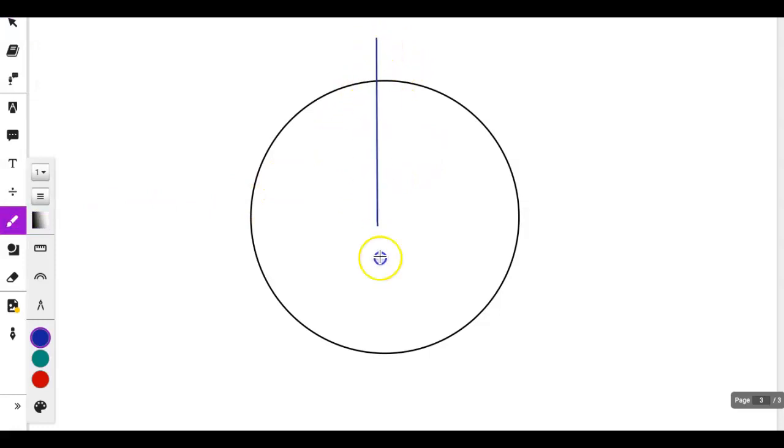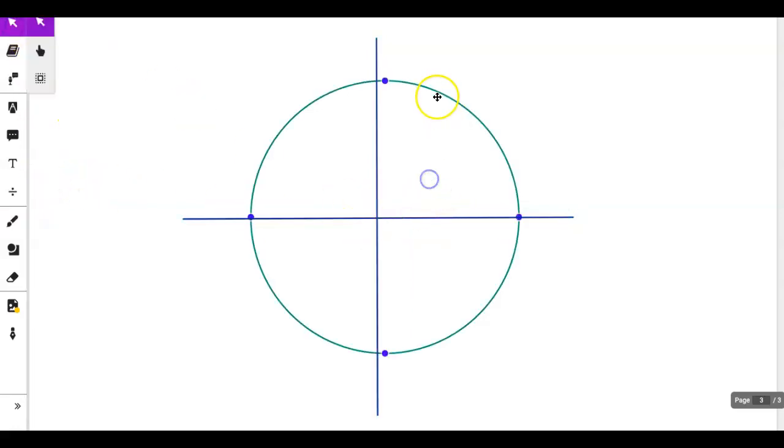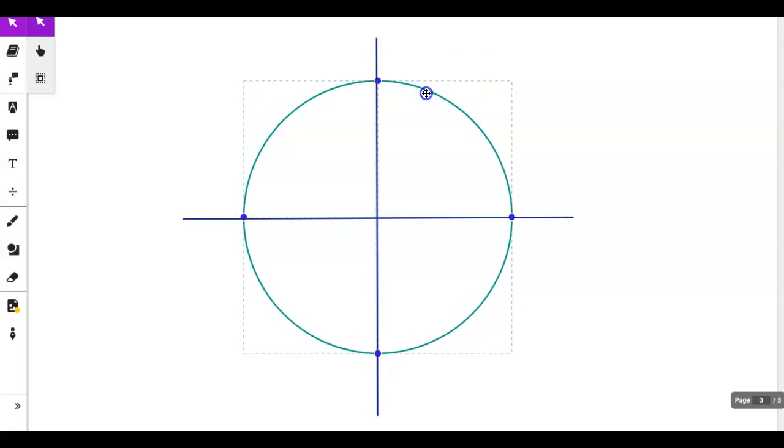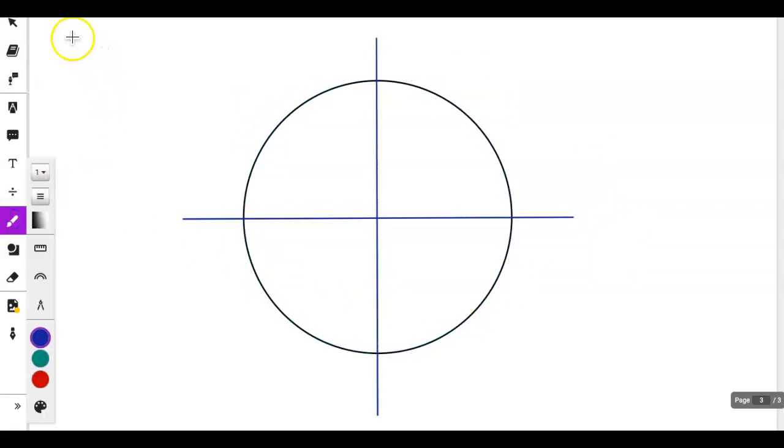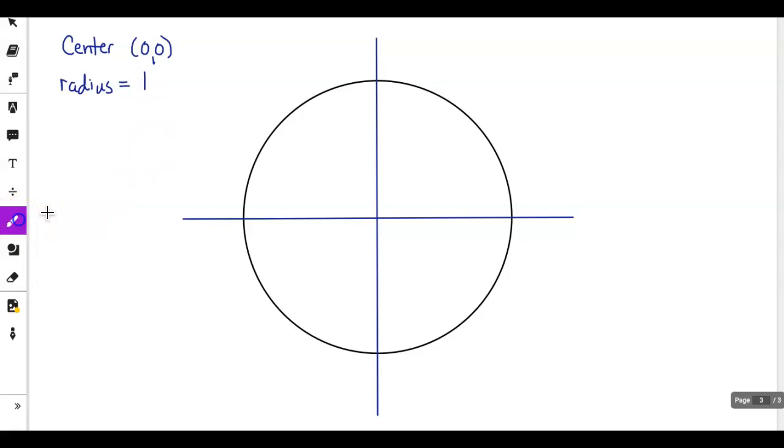It is centered at the origin of a coordinate plane, and I'll make sure that once I'm done saying that, I'll make that true. So its center is 0, 0 on the coordinate plane. So there we go. And so the center, I'll write that up here. The center of the unit circle is 0, 0 on a coordinate plane, and its radius has a length of 1 unit. So that's why we call it the unit circle, okay?